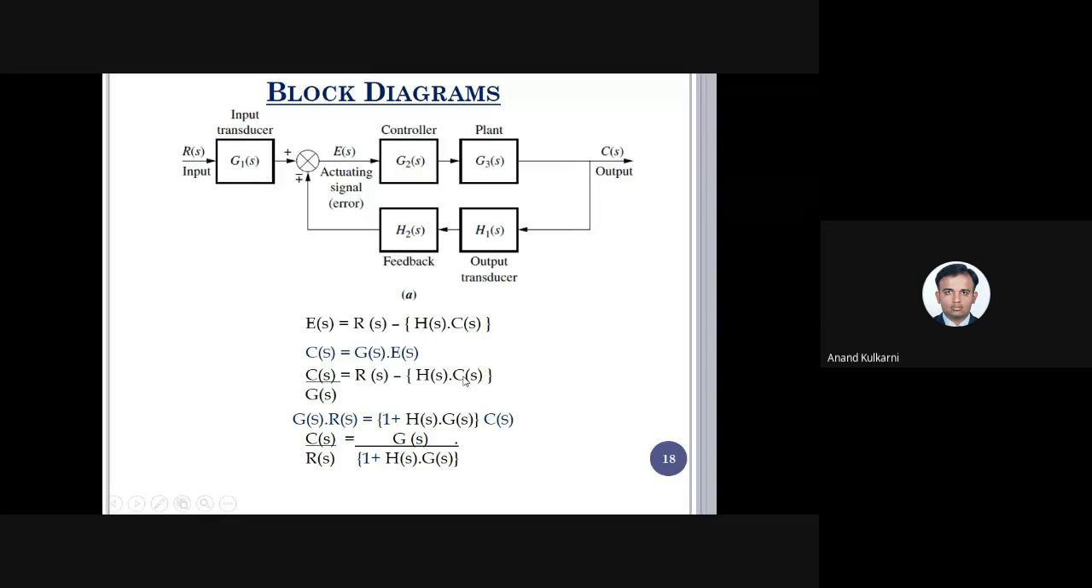Then whichever C of S terms are there, I put on one side, and other terms on the other side. So I have taken the C of S term to the right hand side, and G of S into R of S to the left hand side. That is equal to C of S plus H of S, G of S, C of S. C of S is taken outside. We know that the transfer function of any system is the Laplace transform of output divided by input. So C of S divided by R of S is equal to G of S divided by 1 plus H of S into G of S.